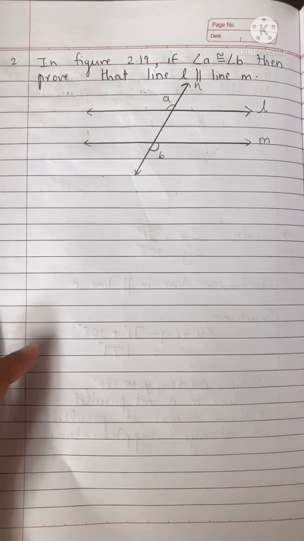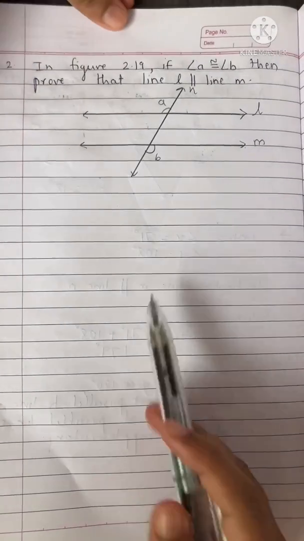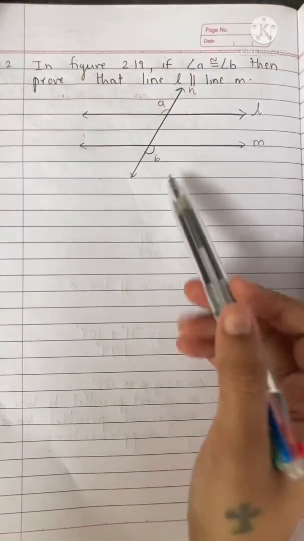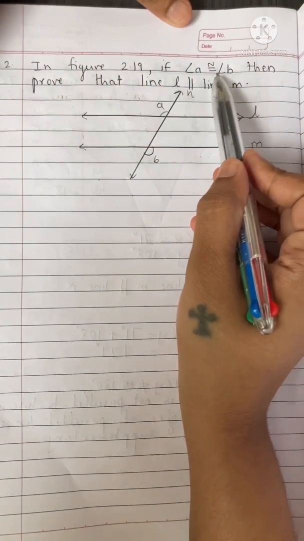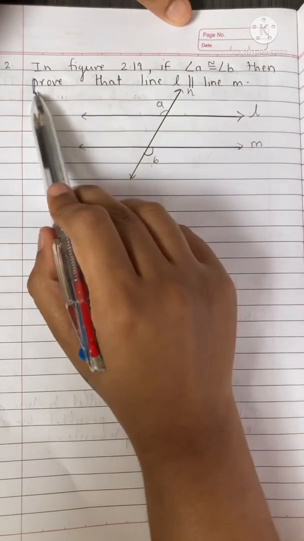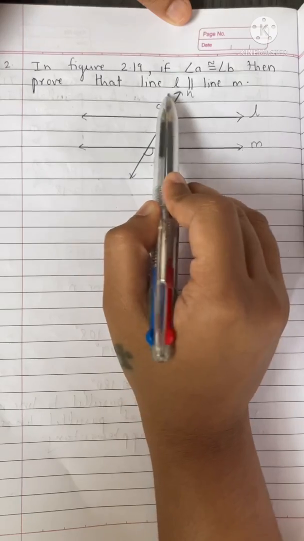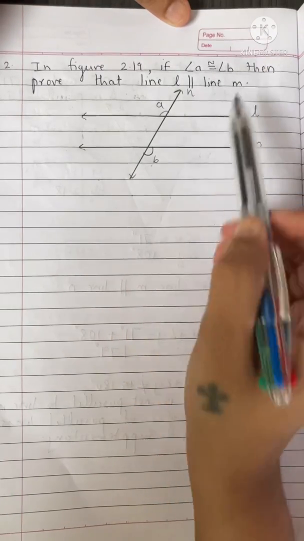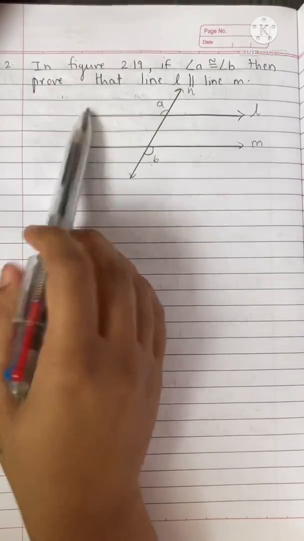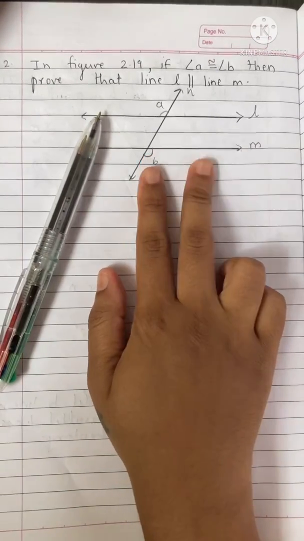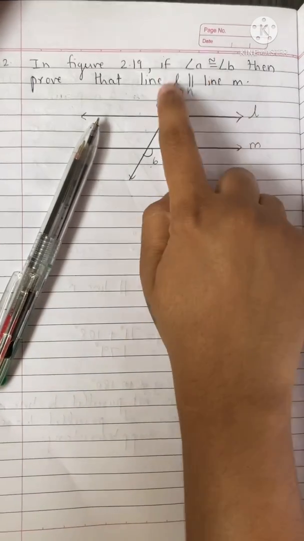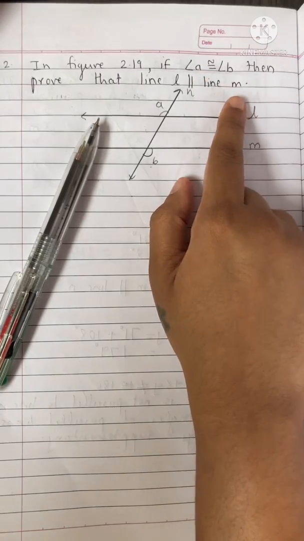So the second question is, in figure 2.19, which is this figure, if angle A is congruent to angle B, then we have to prove that line L is parallel to line M. First thing you have to do is, whenever they have given that you have to prove, 3 things you have to write down: given, to prove, and proof. That means we have to give proper proof to show whether line L is parallel to line M or not.